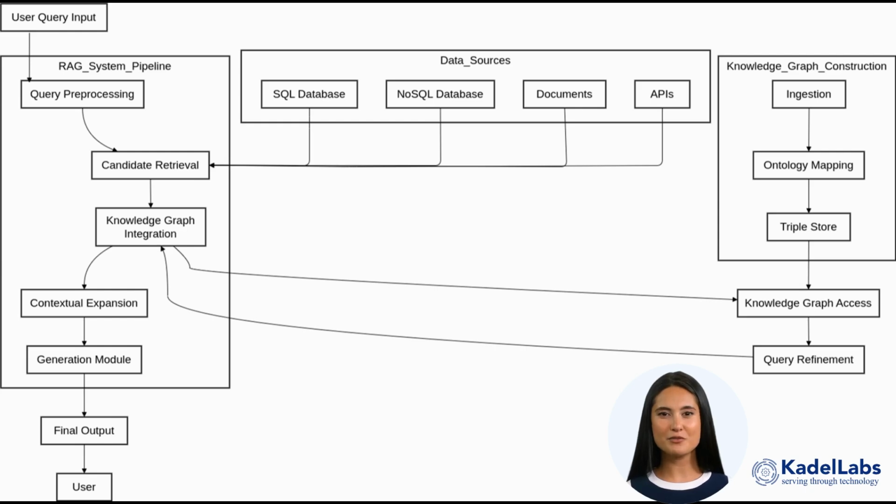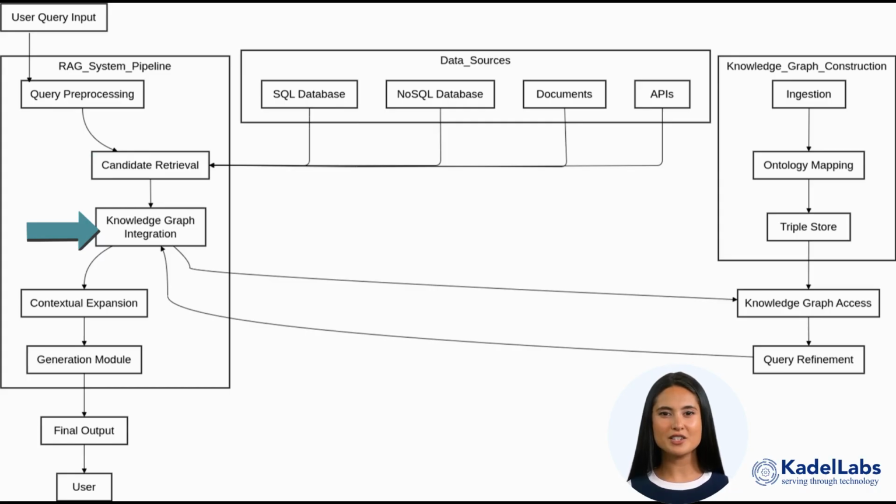Let's check this simple flow to understand how it works. The process starts with a user submitting a query. This initiates the RAG pipeline. The query undergoes several stages, such as query preprocessing, which formats and refines the query for efficient processing. Candidate retrieval fetches relevant documents, databases, or data points using advanced search techniques.